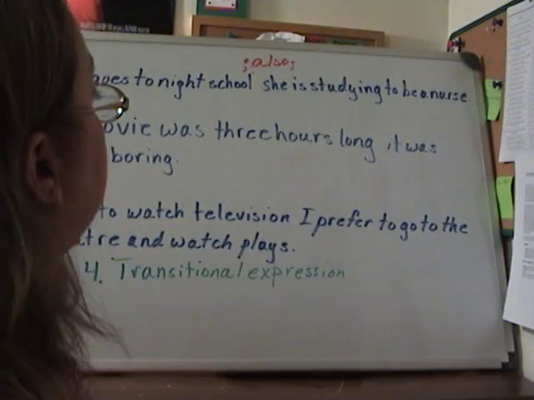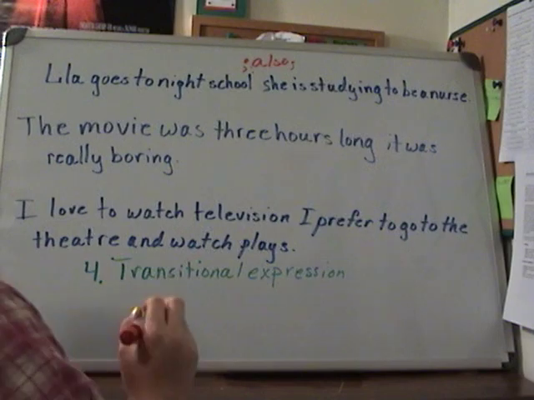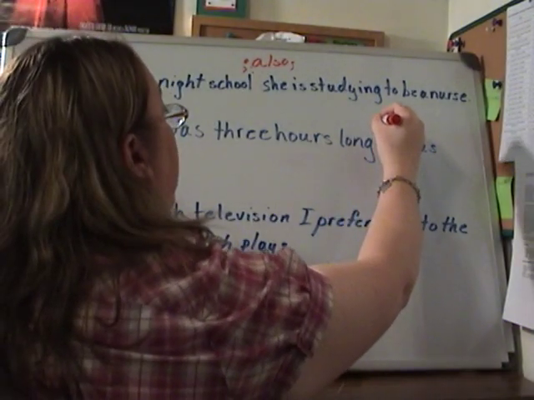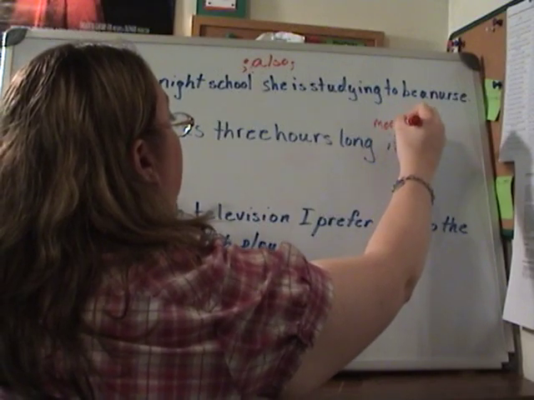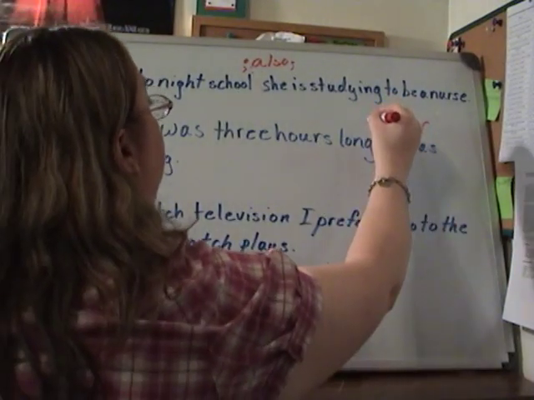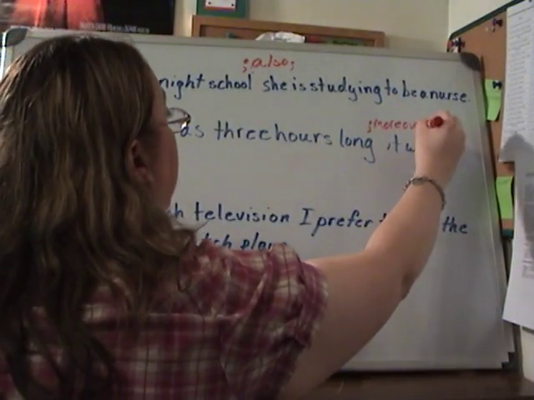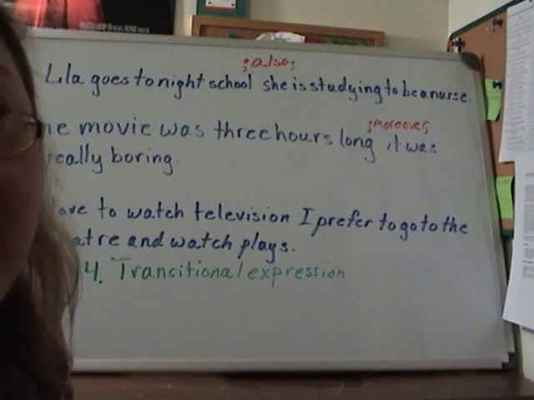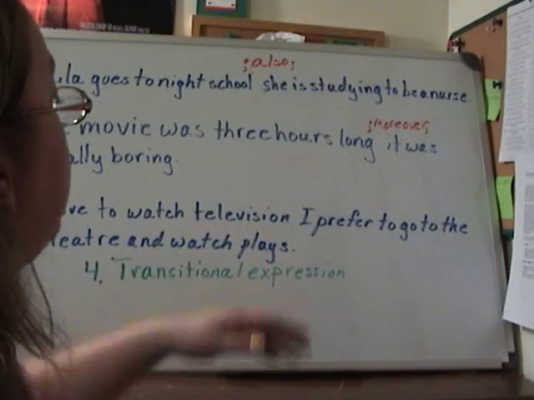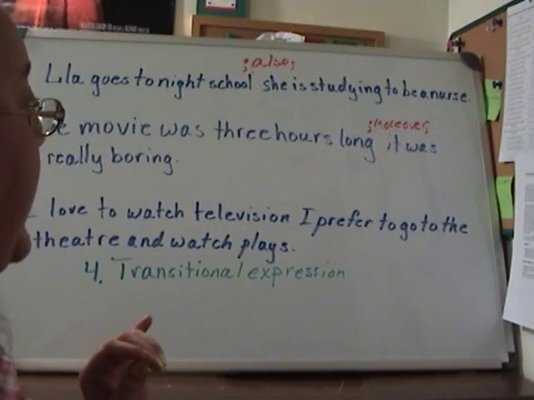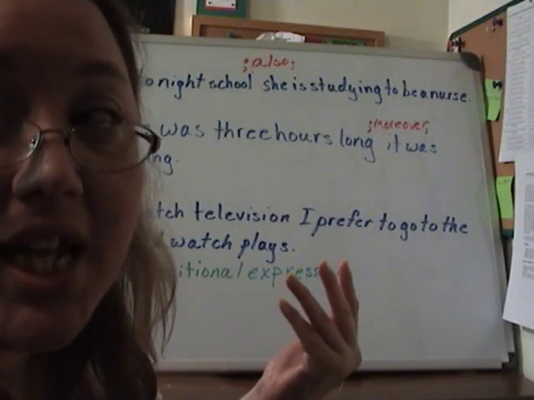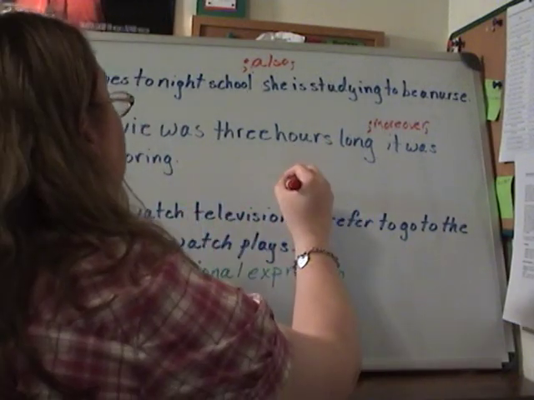The movie was 3 hours long. It was really boring. Okay? I could do something like, the movie was 3 hours long; moreover, it was really boring. And then once again, I have to use semicolon, comma, when using a transitional expression to punctuate that particular sentence. I love to watch television. I prefer to go to the theater and watch plays. Once again, remember that I am working with a contrast in this particular sentence. So I could do something like, however.